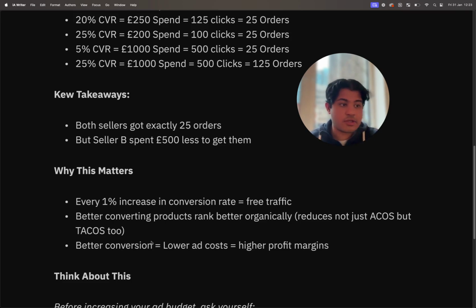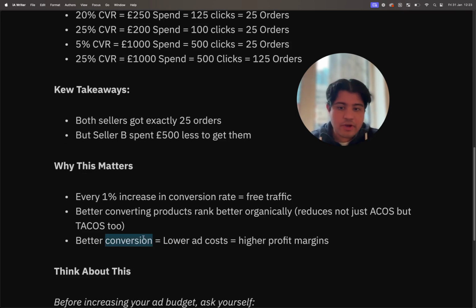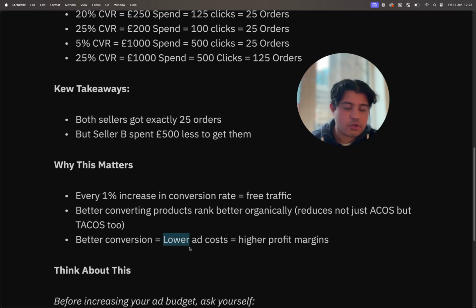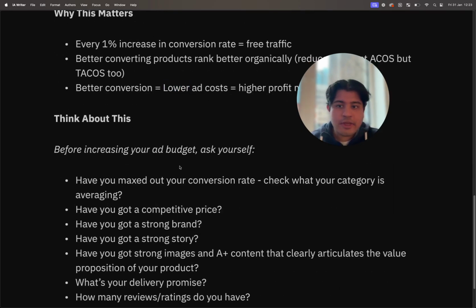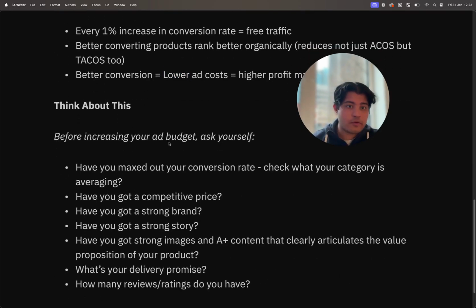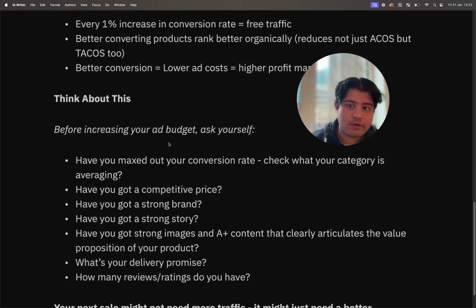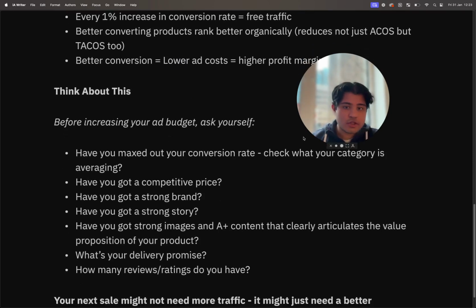And this doesn't just decrease your ACOS, but also reduces your TACOS overall, which makes you more profitable. Better conversion rate equals lower ad costs, and because you have lower ad costs, you have higher profit margins, which I guess everyone wants. So think about this the next time you think of increasing your ad budget. Ask yourself, have you maxed out your conversion rate?